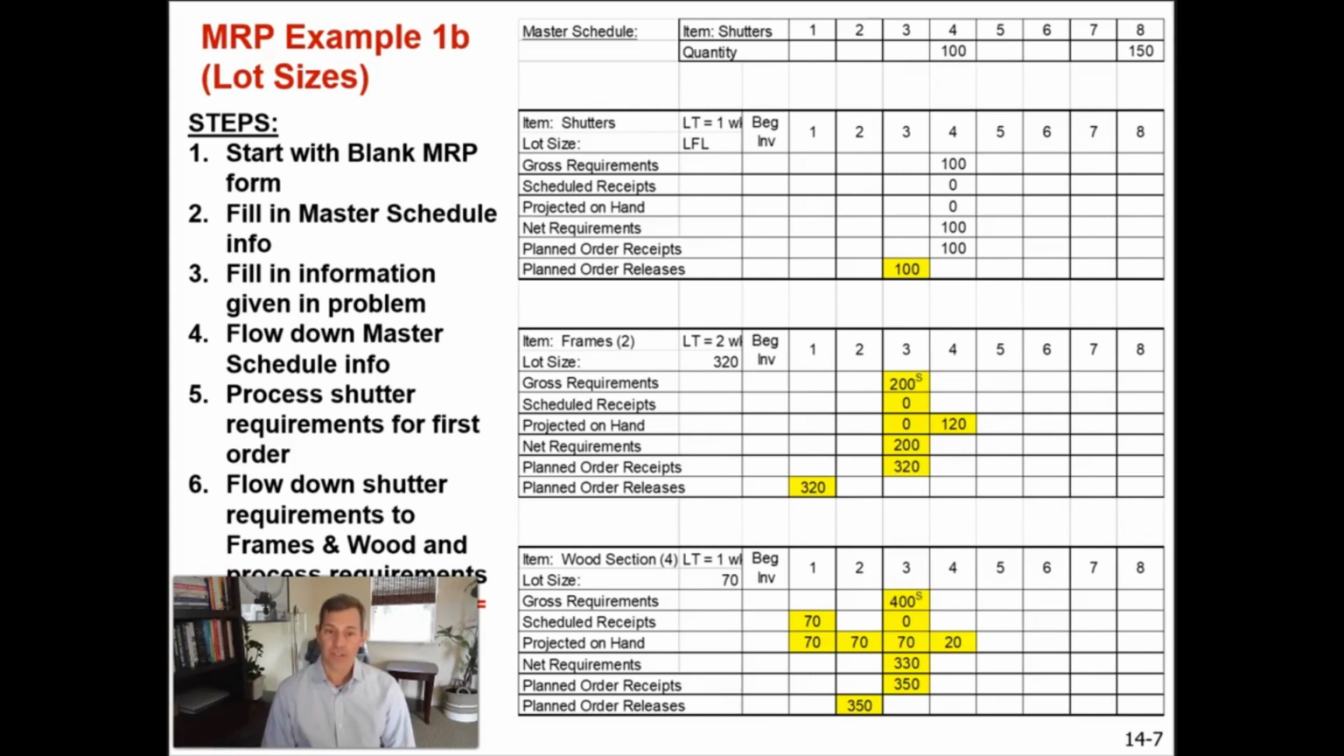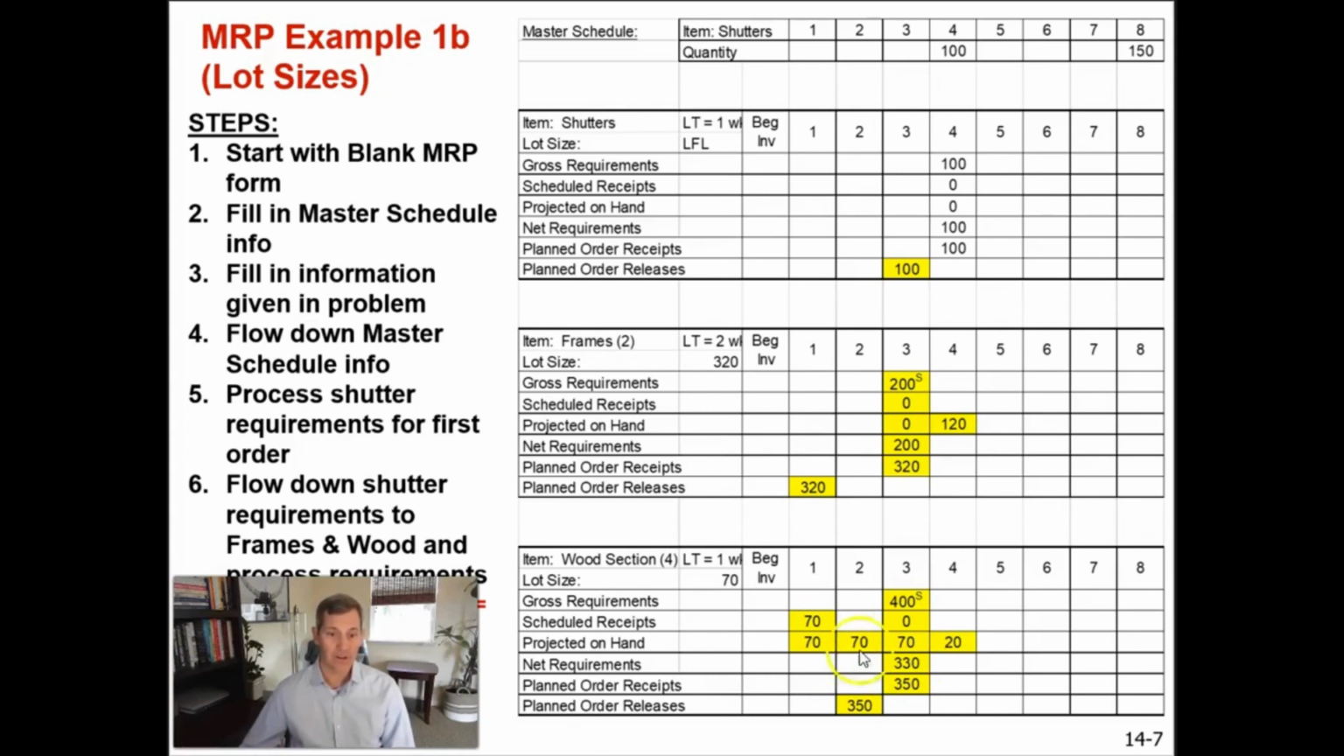Now let's go down to the wood sections. The wood sections are 4 wood sections per shutter, so you need 400 wood sections. You have a scheduled receipt of 70 coming in week 1. Those come in on time, and they are delivered in week 1, so therefore they transition from being a scheduled receipt and open order to being on hand. They are now projected on hand. They went from being an open order to a received order. They have now arrived at our facility, so we have 70 units in stock. Those 70 units arrived in week 1, but we didn't need them in week 1, so they carry over into week 2.